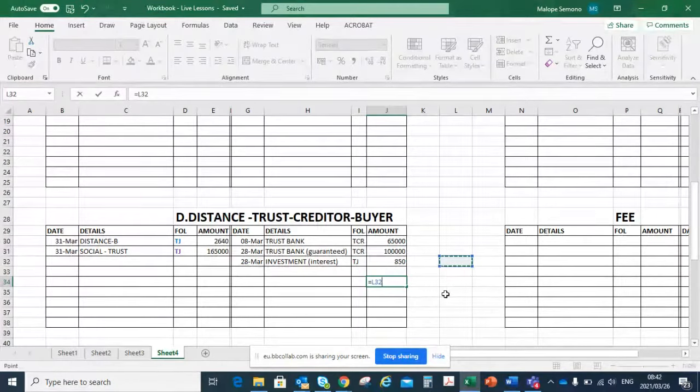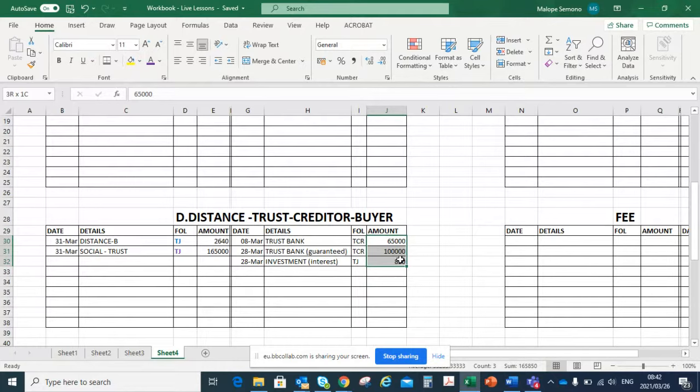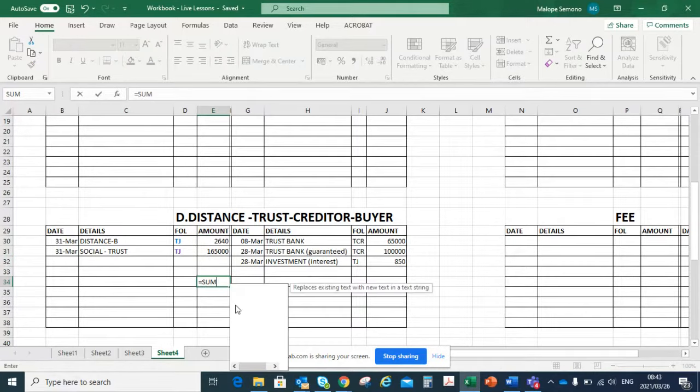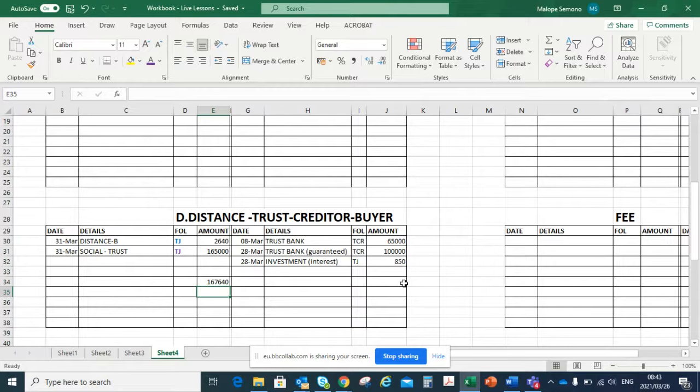Let me just check which one is the biggest first. This one gives me 165,850. This one gives me 167. So it means here, can you see there's an irregularity which can happen in business. So let me close it. Equals sum. So I'm just gonna do this. Okay. 167. And I'm gonna do this.